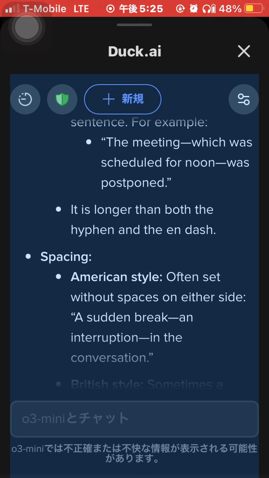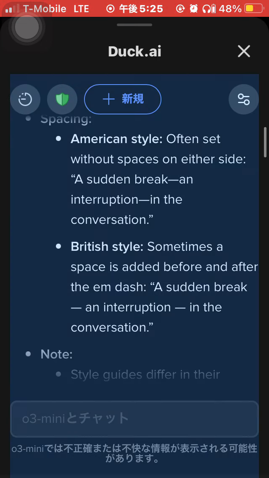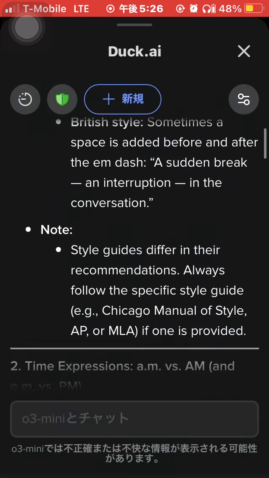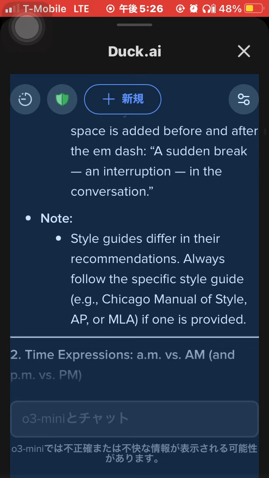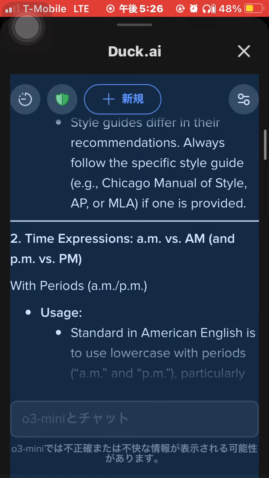Spacing: American style, often set without spaces on either side, a sudden break—an interruption in the conversation. British style, sometimes a space is added before and after the em dash. A sudden break — an interruption — in the conversation. Note, style guides differ in their recommendations. Always follow the specific style guide, for example, Chicago Manual of Style, AP, or MLA, if one is provided.